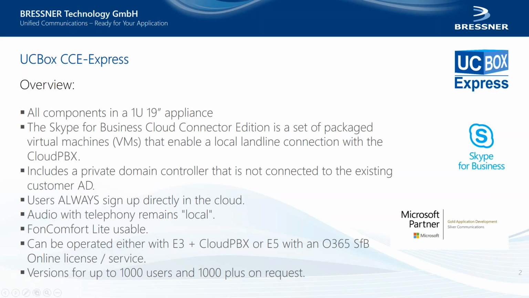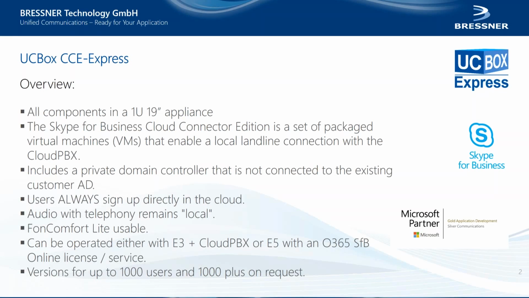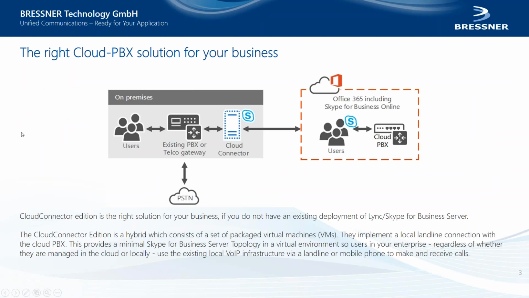We have different hardware types. The first one, basic, is up to 250 users, advanced is 1,000 users, and the enterprise edition is up to 6,600 users. There is a picture where you can see the solution in two different parts. The left one is on-premise. What you have on-premise: the users are on-premise, the Cloud Connector is on-premise.